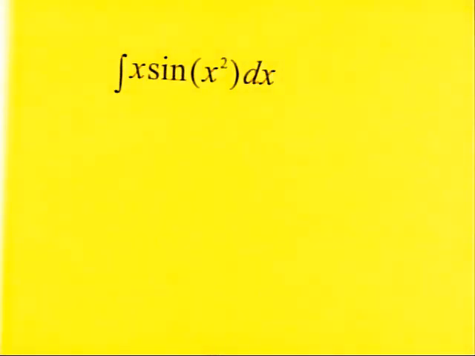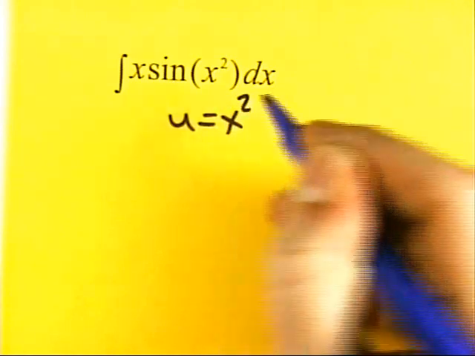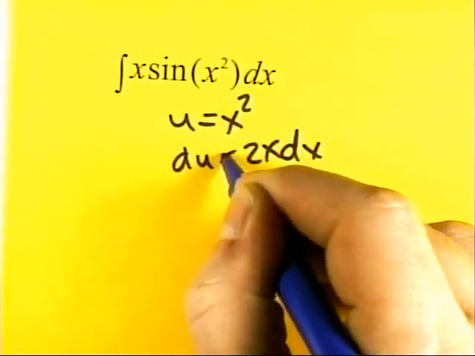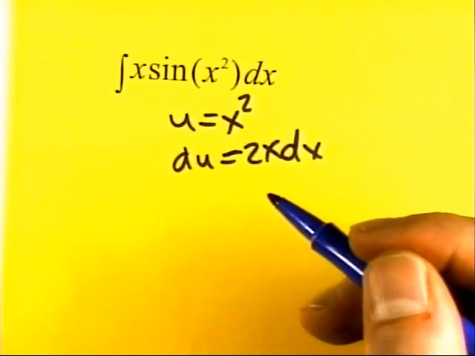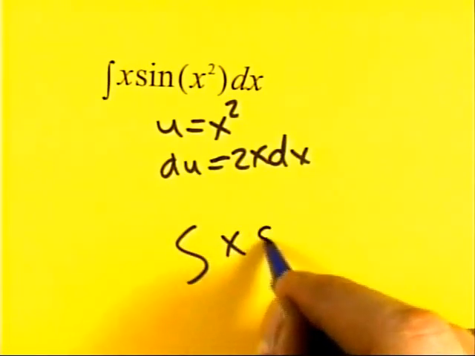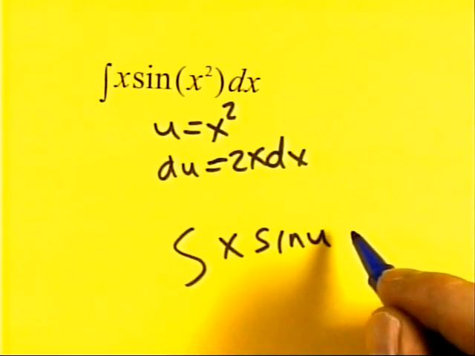Okay. My u would be x squared, am I right? U would be equal to x squared. Excellent, Mustafa. Excellent. So du would be 2x dx. So I would have x sine of u dx, and I'll have like a 1/2 in front of it. Am I right? Right.